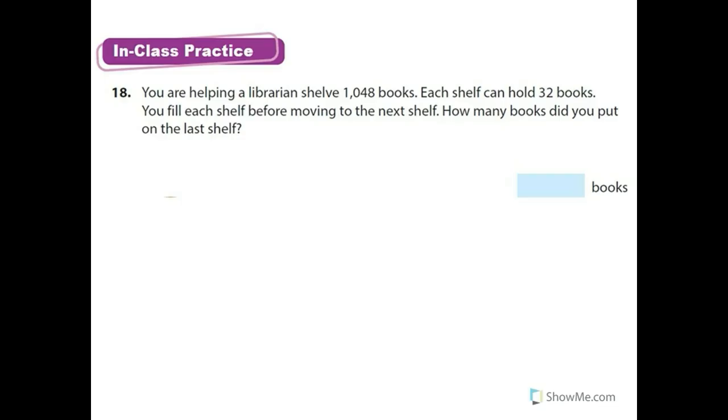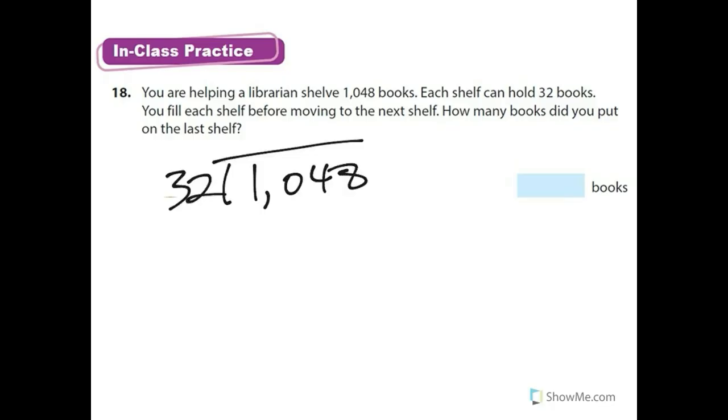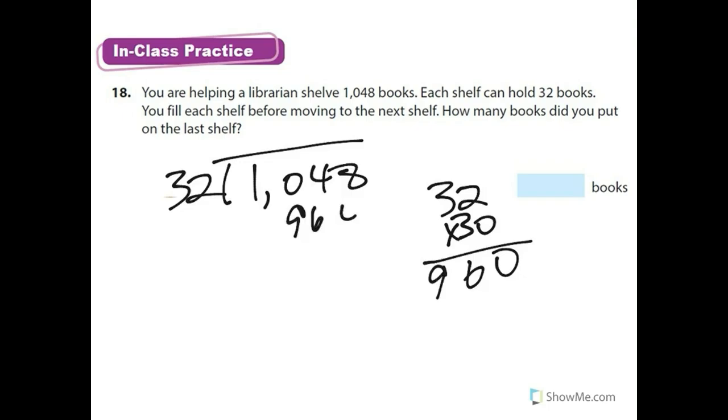So, we're going to need to divide 1,048 by 32. Alright, well, 3 is 96. 4, I think, is what? 128? That would be too much. So 32 times 30 is 960. We got 1,048, but that's just 88.